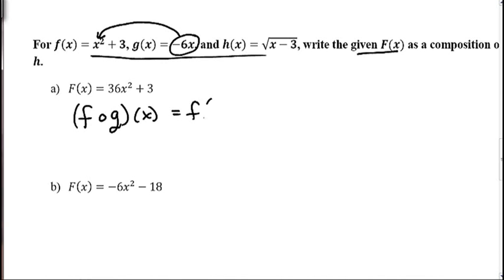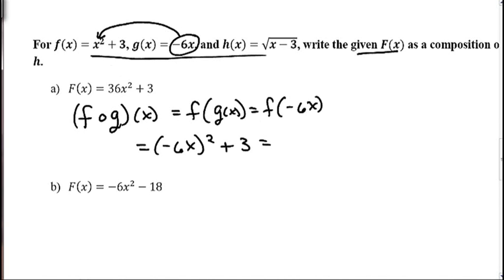Well, what do I get when I do that? I would want to find f of g of x. That would be f of negative 6x. So I have to square negative 6x and then add 3. And negative 6x times negative 6x is 36x squared, and then plus 3, which is our capital F of x. Okay, so this is f composed with g.